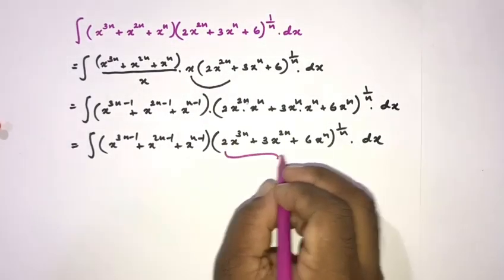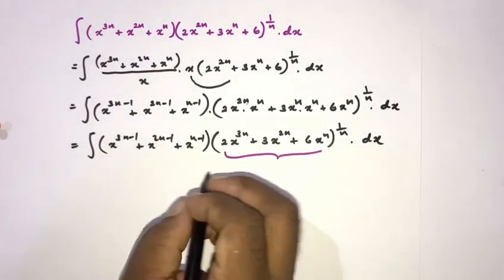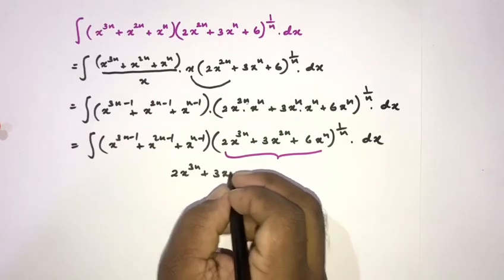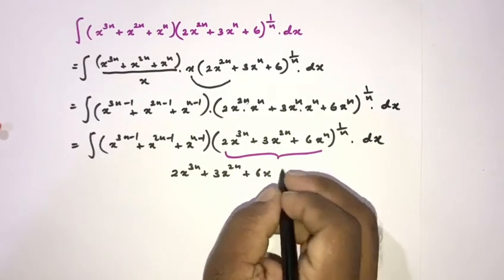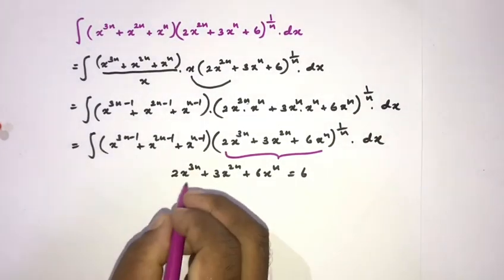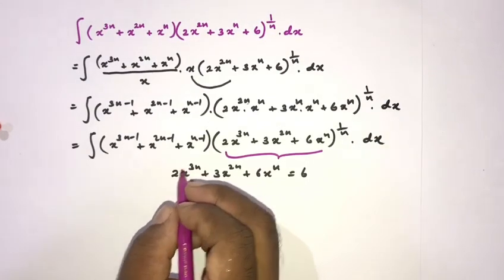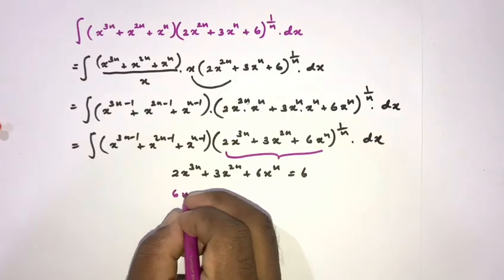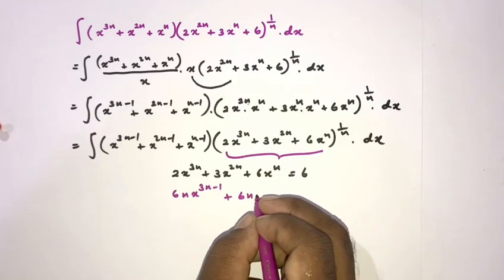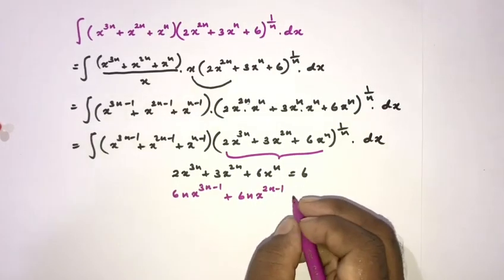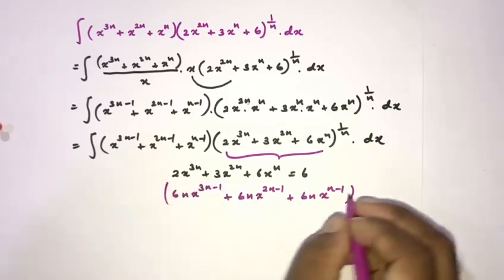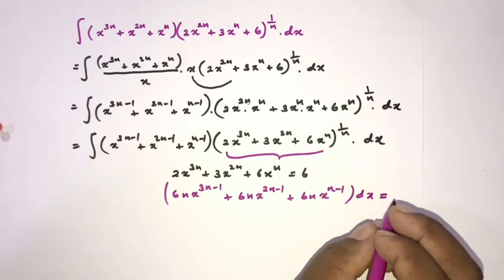Now we can use a substitution for this part. If we take 2x^(3n) + 3x^(2n) + 6x^n equal to u, now differentiate. Here we have 3 times n times 2, so 6n x^(3n-1), plus again 6n x^(2n-1), plus 6n x^(n-1) dx.